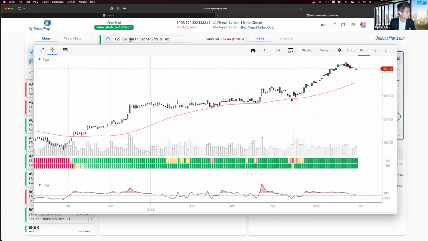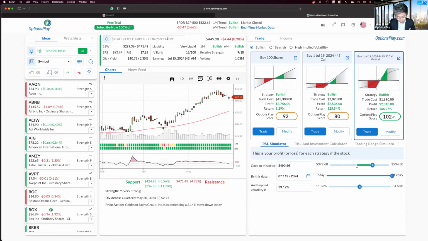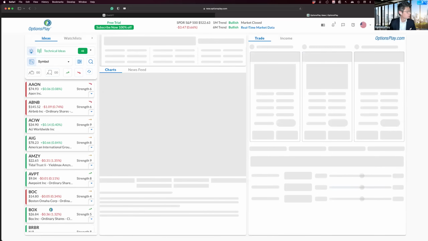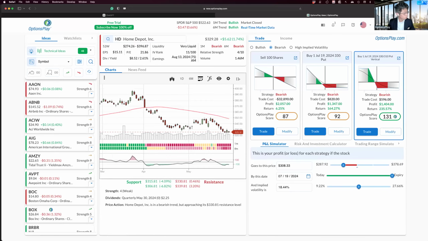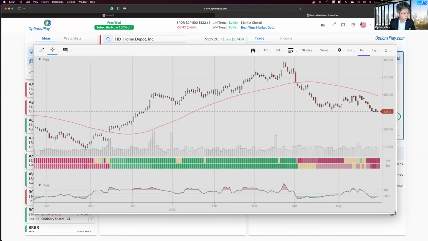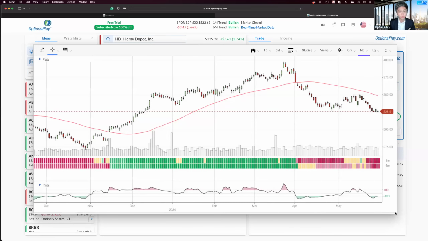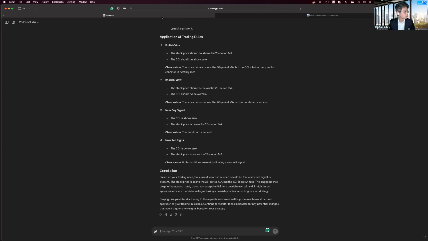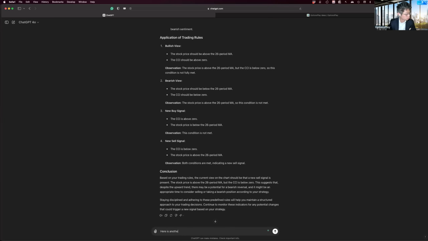So let's just say, for example, now that I'm comfortable with it, I know that it has my rules correct. Let's look at Home Depot, for example. You can think of this as your assistant. Talk to it like it's a real human being. Imagine if you had a research assistant whose job is to follow the rules that you've told them to do, and it does it exactly for you to the T, and it never really makes a mistake. So here is another chart.